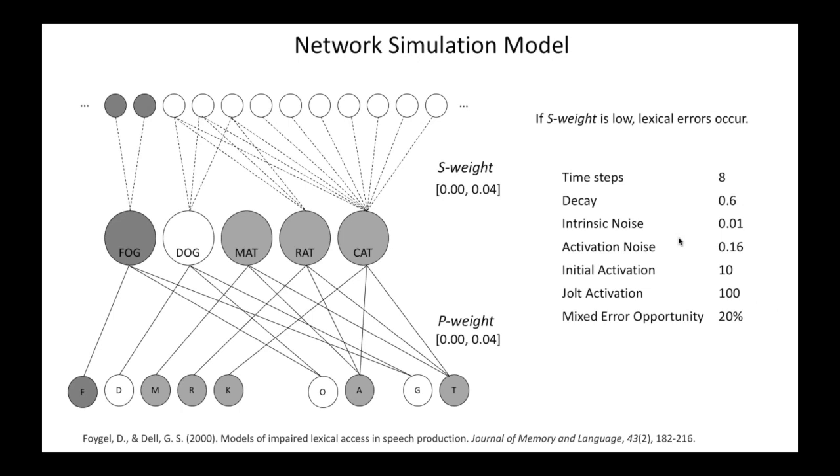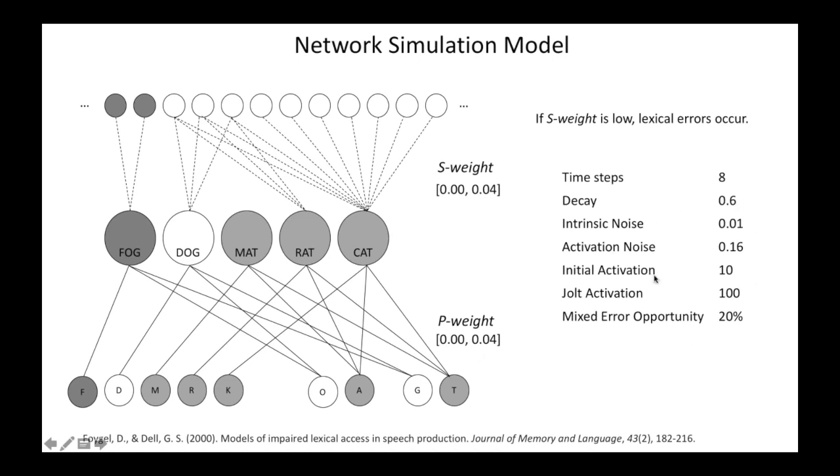So typically the way that we go about fitting this model to data is we adjust these S weight and P weights to adjust where information is getting sort of squashed in the process. Where is it getting lost in the naming process? So the S weight and P weight typically range from 0 to 0.04. It's not a linear scale, but the numbers vary between 0 and 0.04.